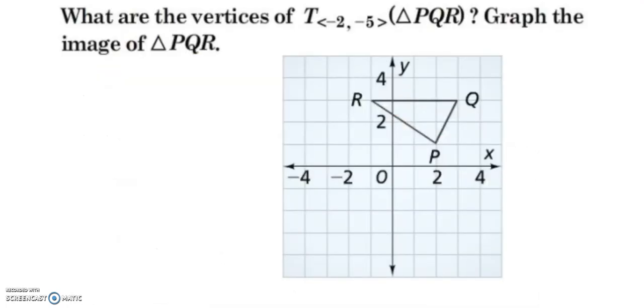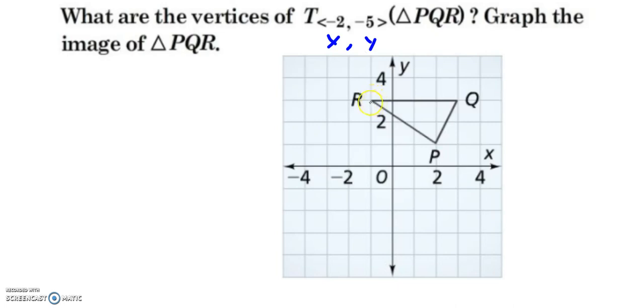Okay, so here's my first practice problem. It says, what are the vertices if I were to translate this triangle (-2, -5)? So what does that mean? Essentially this is the X, this is the Y. What it says is take each point and move it -2 in the X direction and -5 in the Y direction. So when I move negative in the left direction, I go 2 spaces.